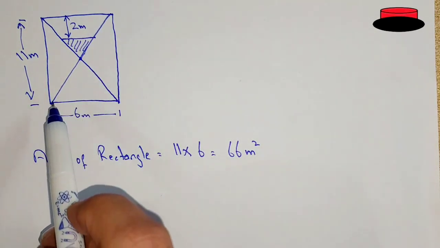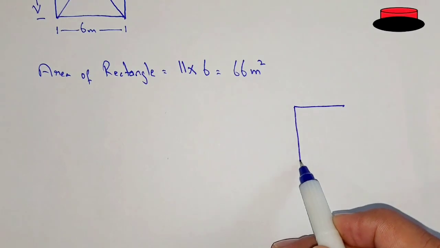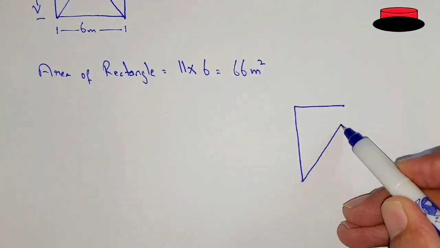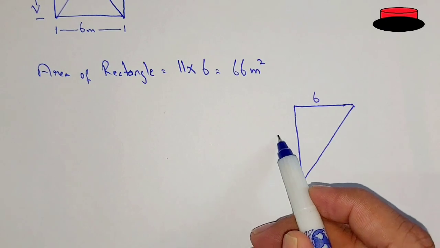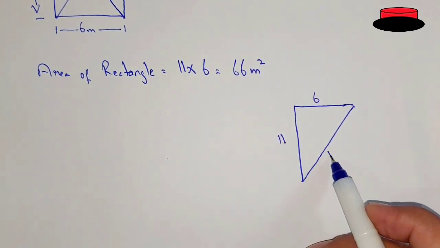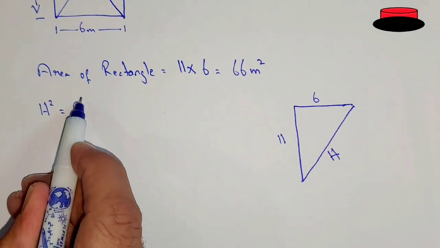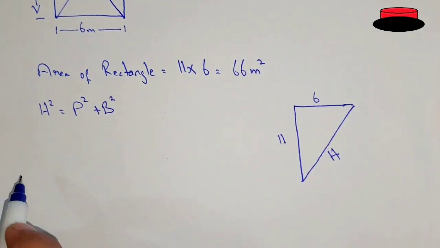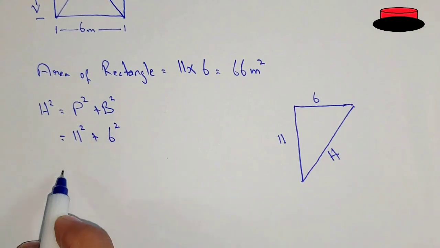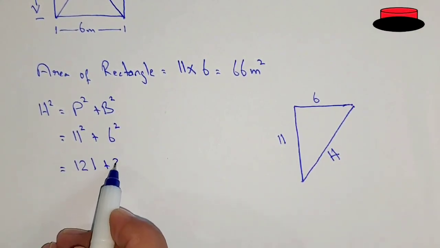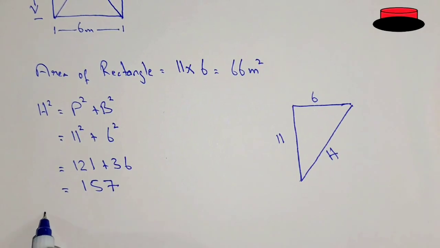So this figure, this is the right angle triangle. So we are drawing this figure. So here we have the right angle triangle, and we know that this is 6 meters, this is 11 meters perpendicular, and we have to find out the hypotenuse. So we know the Pythagoras theorem is hypotenuse square equal to perpendicular square plus base square. So the perpendicular is 11, so that is 11 square plus base, that is 6 square. So 121 plus 36, so that is going to be 157.